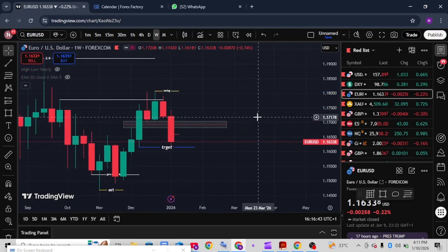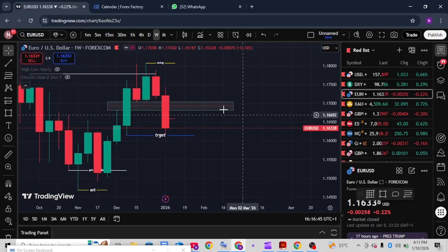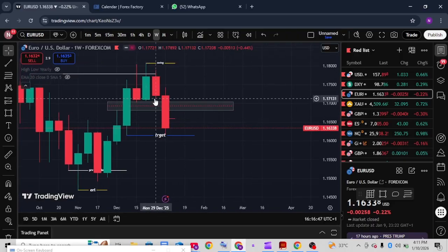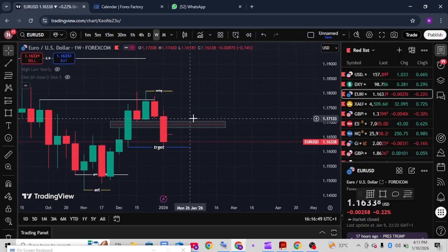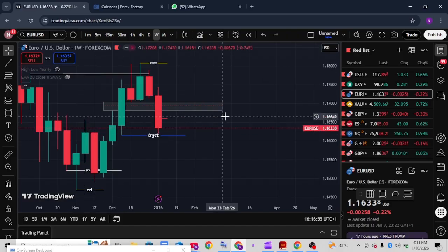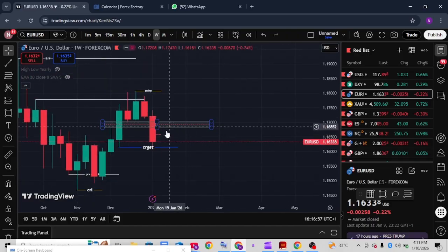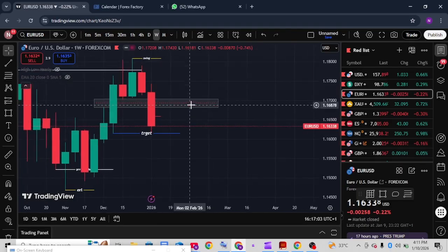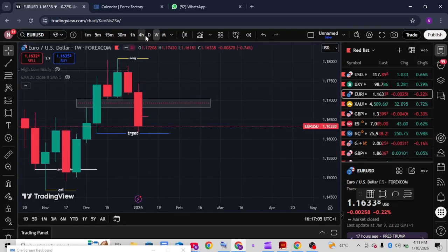Price closed below. So if there's going to be any movement, I'm expecting a pullback into this level first. Then we're going to come down. So let's go into the daily.